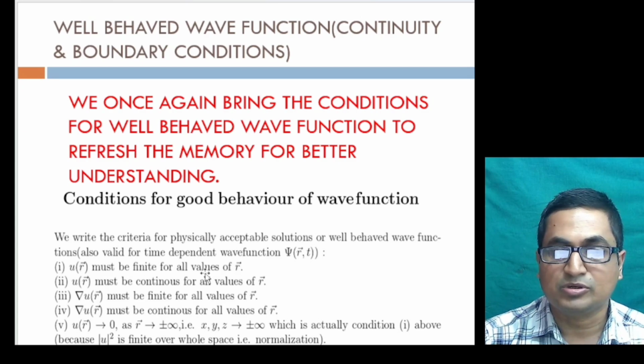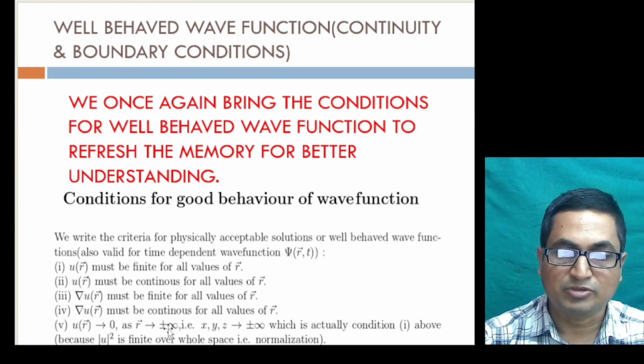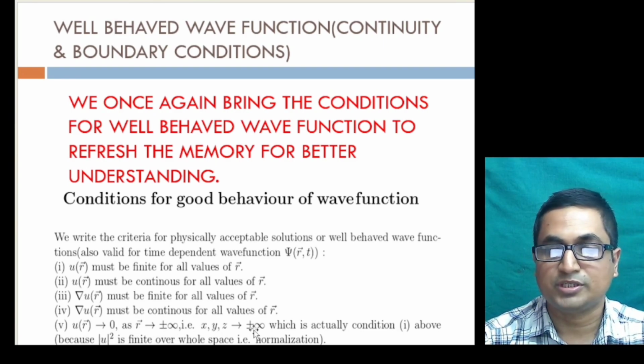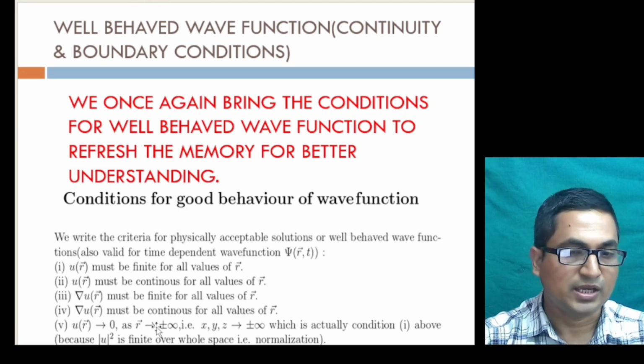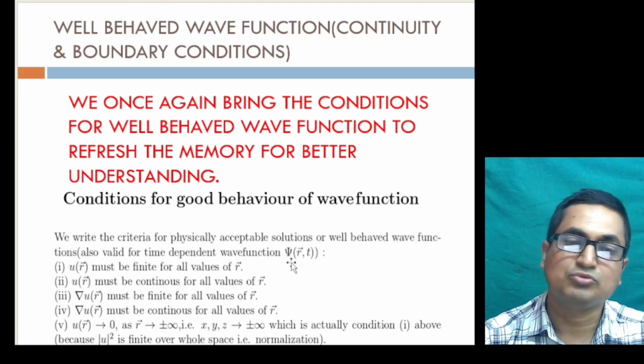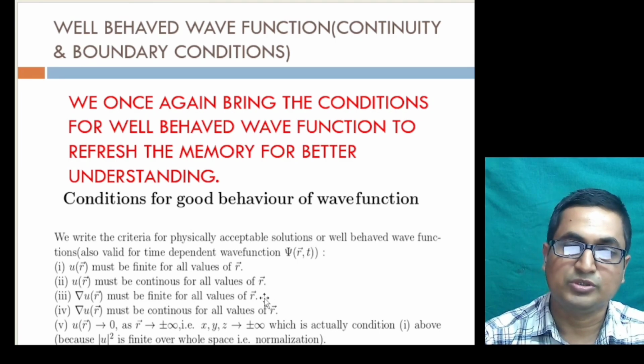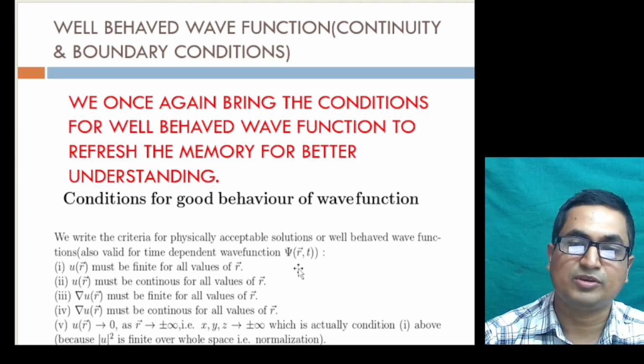So u(r) must be finite for all values of r, u(r) must be continuous for all values of r, nabla u(r) must be finite for all values of r, nabla u(r) must be continuous for all values of r. And the last one, u(r) tends to 0, that means the wave function becomes 0 if the dimensions x, y, z go to plus minus infinity. This is simply a statement that the wave function is always finite, and even if the dimension goes to infinity, the wave function retains its finite behavior. So these are the 5 conditions that determine the good behavior of a wave function.